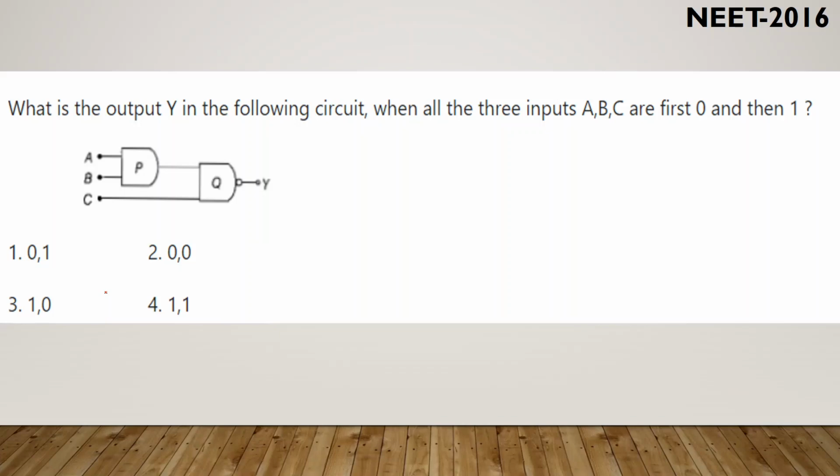See, this is a NEET 2016 question. What is the question given? What is the output Y? Again he is asking what is the output Y in the following circuit when all the three inputs A, B, C are first 0. Initially what he said? All the inputs A is equals to B is equals to C is equals to 0. Next, A is equals to B is equals to C is equals to 1. This type of problem we have discussed in the previous video.